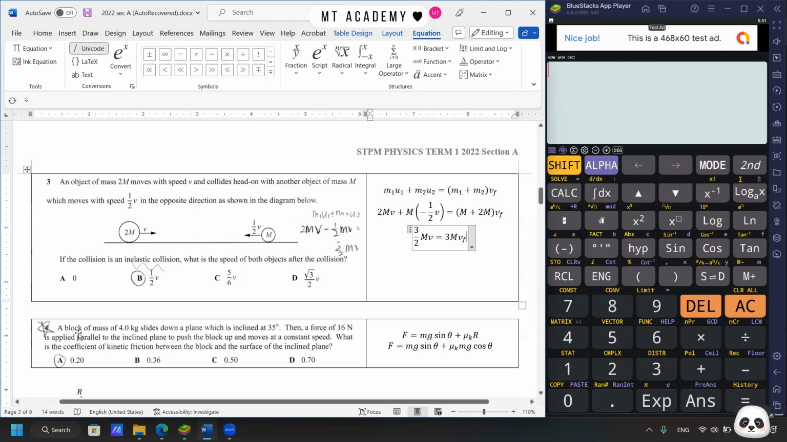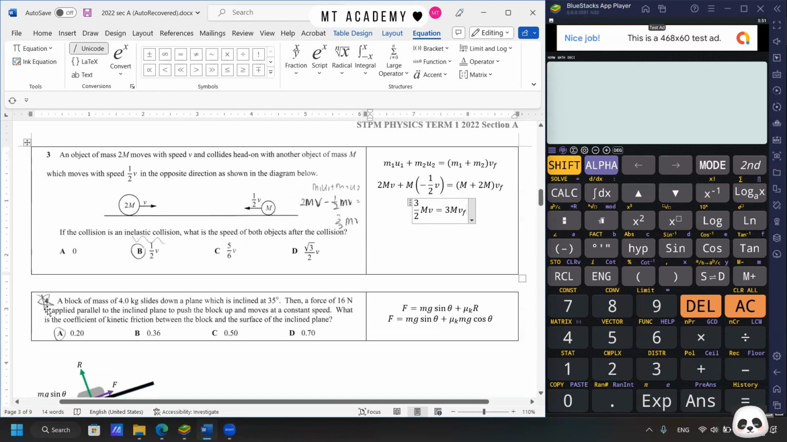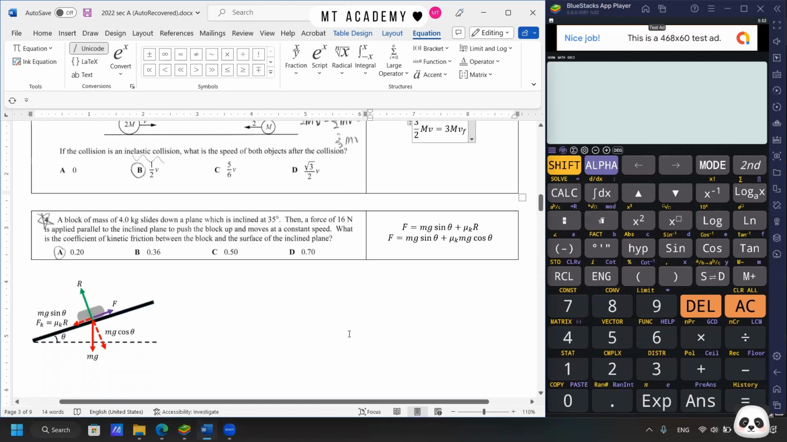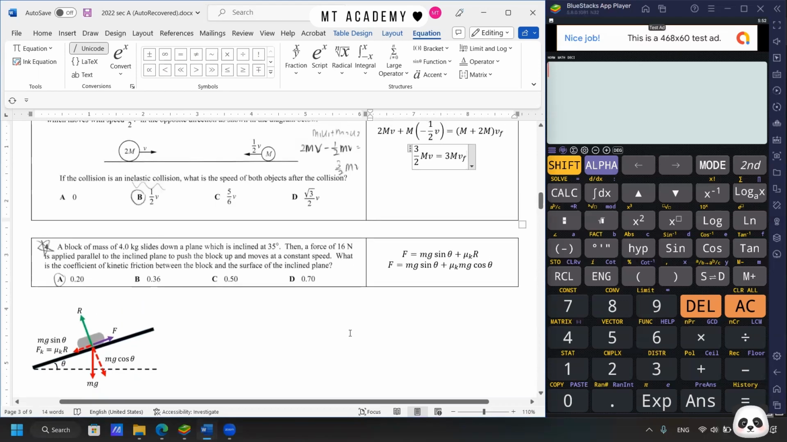Next, we look at question 4. A block of mass 4 kg slides down a plane which is inclined at 35 degrees. Then a force of 16 Newton is applied parallel to the inclined plane to push the block up and move at constant speed. Constant speed means that the forces are in equilibrium. What is the coefficient of kinetic friction between the block and the surface of the inclined plane? There's something fishy in this question, but first of all, let's go through the diagram here. This should be the diagram that can be referred to for this case.